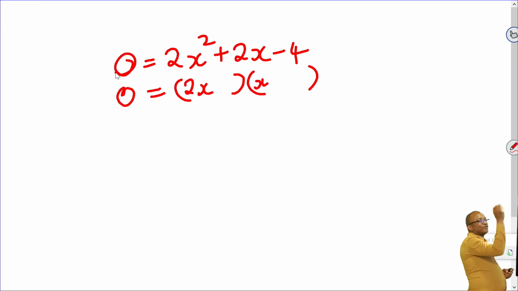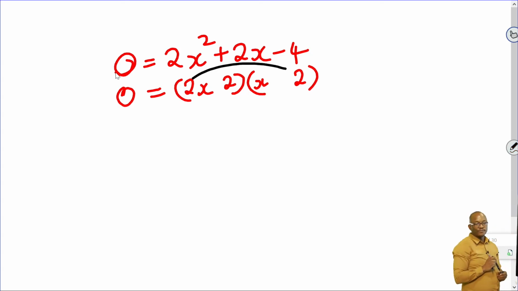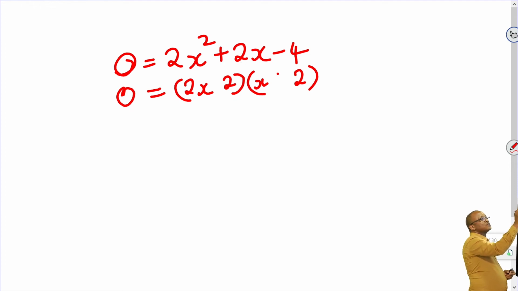And the factors of 4 that can give you 2, we know that we're going to have 2 and 2. Now in this case, if you check, you multiply 2 and 2, it is going to give you 4. And then you have 2 times 1, which is going to give you 2. 4 minus 2 is going to give you 2. So the only sign that we can put here is to choose positive here and negative here.